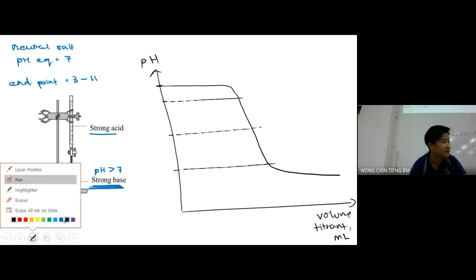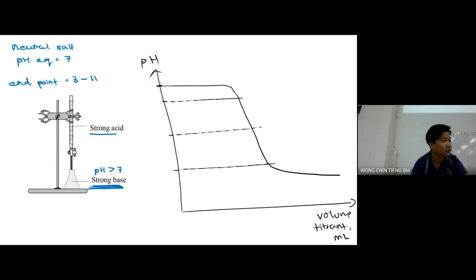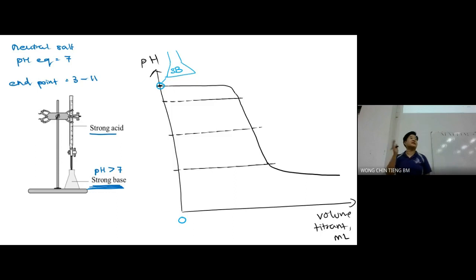Okay, very quick glance, back to my question earlier. What do you have in here? When the volume of the titrant added is still 0, the titration has not yet started. What do we have in that? Strong base. In your conical flask, you only have the presence of strong base. Right? Done, because it has not started yet.